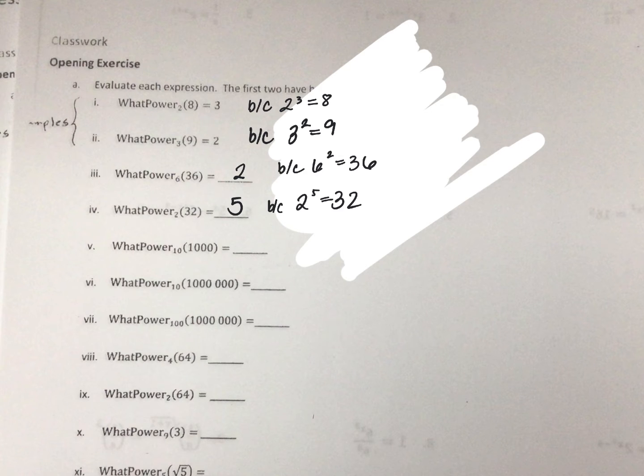It should be true. My because statement needs to be true, right? Some of you are writing because 5 squared equals 32. Well, that's not true, right? It's the 2 that's the base. With tens, we're counting our zeros, right? 10 to what power is 1,000? 3, because 10 cubed equals 1,000.